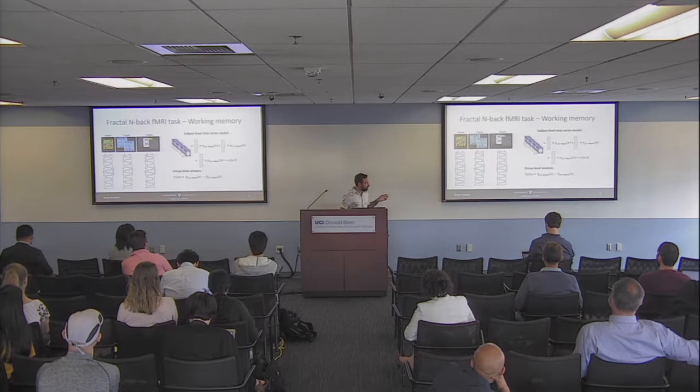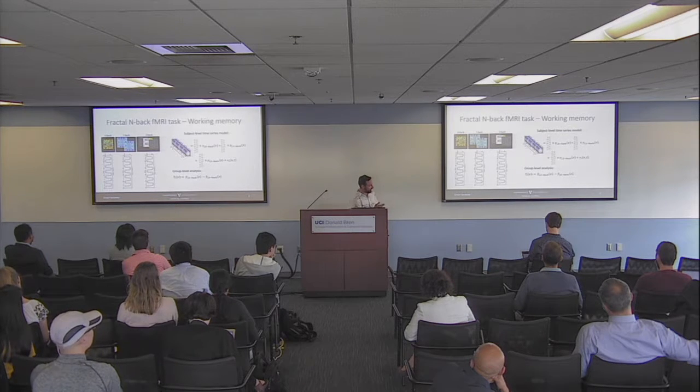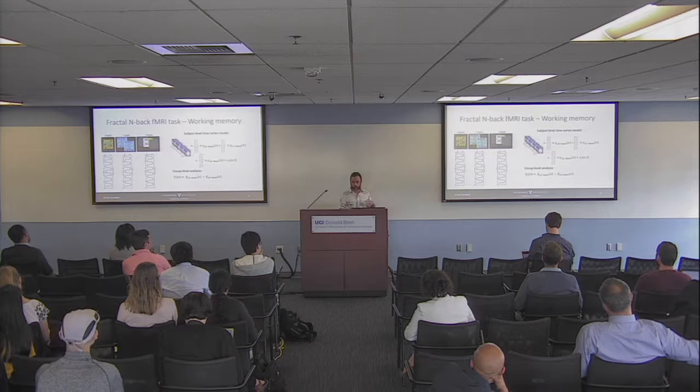What we do at the group level is we set our outcome variable to be some particular parameter from this subject level model. So in this case, we're setting our group level model to be the difference between the 2 back condition and the 0 back condition.